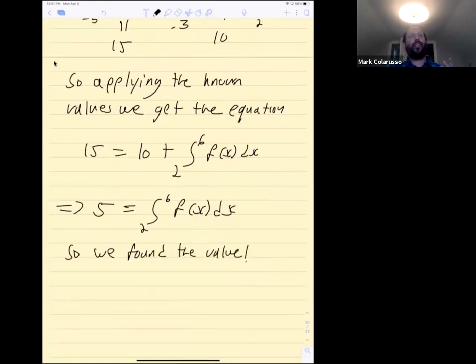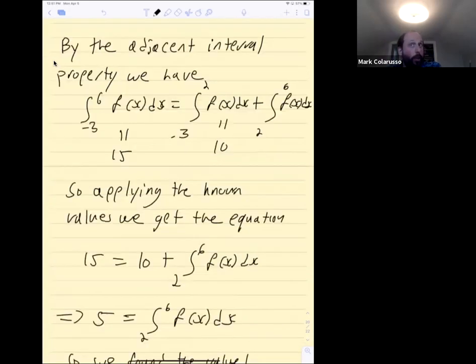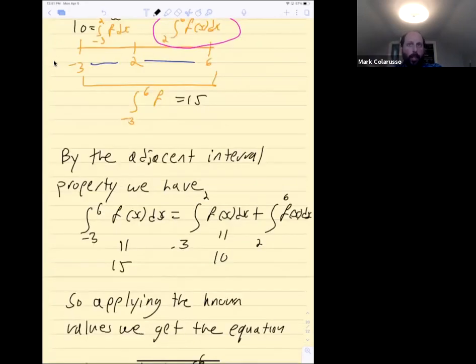So that's how you go about using that kind of property. And sometimes you may have some limits going the wrong way when you play this game, and then you'll have to use the switch-the-limits property and introduce a negative sign somewhere. That doesn't happen in the examples I came up with. It may happen on the homework, so just be aware of it, and it's something I'm willing to discuss in a live meeting.